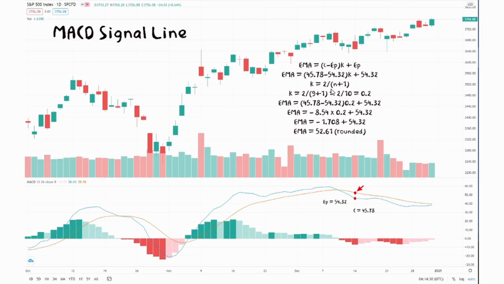We're going to multiply it by K because we're looking at a 9-day EMA of the MACD line. N is going to equal 9, so 1 plus 9 is 10. 2 divided by 10 is 0.2, so K is going to equal 0.2. We multiply those two values and we get negative 1.708. Then we're going to add the previous value, 54.32, and we're going to get 52.61 for this point here on the MACD signal line.